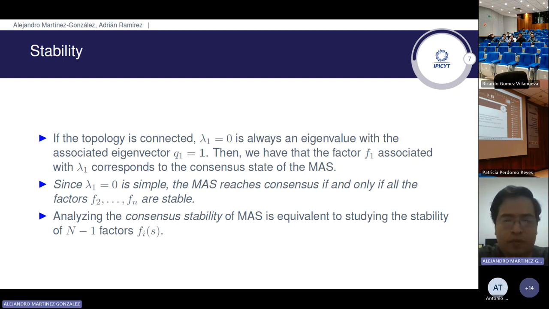In order to deal with this situation, we consider these three key points. If the topology is connected, we have an eigenvalue equal to zero, which is associated with the eigenvector y1. Then the factor f1 associated with lambda 1 corresponds to the consensus state of the system. Then, since lambda 1 is simple and zero, the system reaches consensus if and only if all the remaining factors are stable. So analyzing the consensus stability of the system is equivalent to studying the stability of n minus one factors. So now we're dealing with n minus one factors.